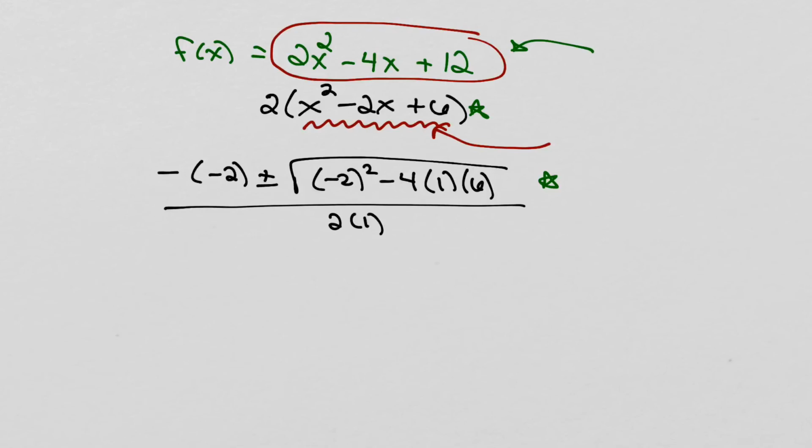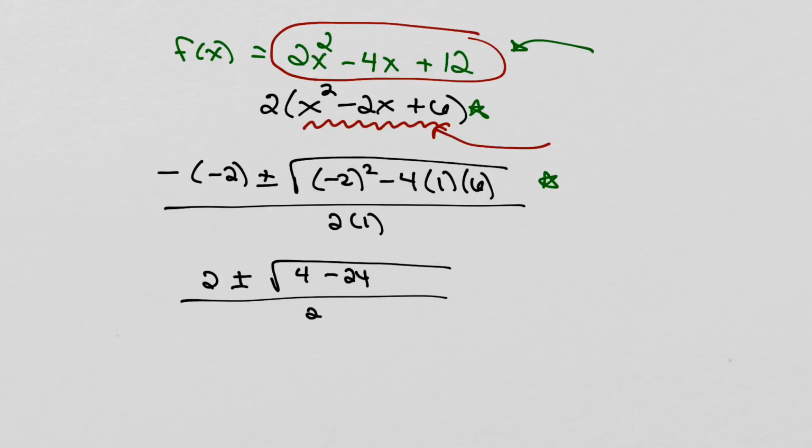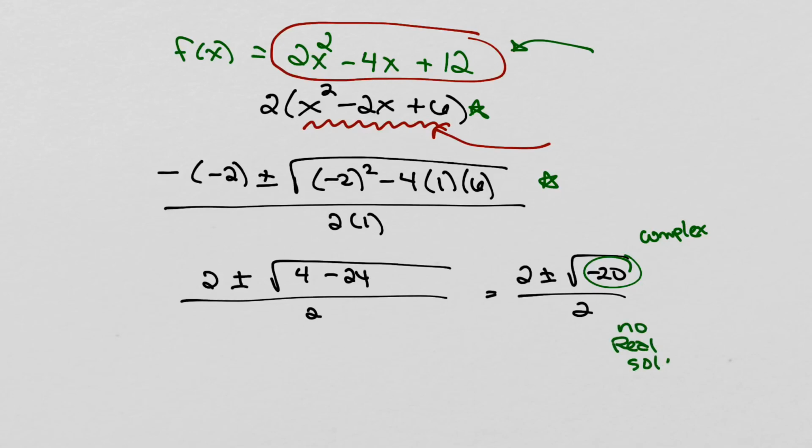So let's see what we've got here. It's 2 plus or minus the square root of 4 minus 24 all over 2, which is 2 plus or minus the square root of negative 20 over 2. So that negative underneath my radical is giving me issues. That means this is a complex or imaginary number, which means I have no real solutions. This is one of those cases where, if we graphed it, it would be above the x-axis and would never come down and cross at any place.